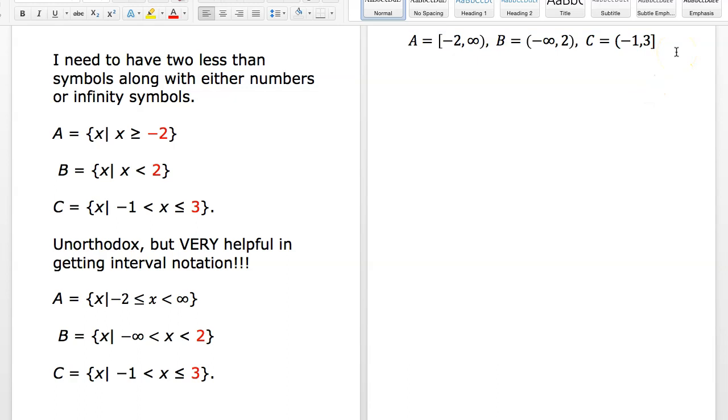So, with that being said, now B, let's do it. Oh, thank goodness. We made it to interval notation. So, insert.